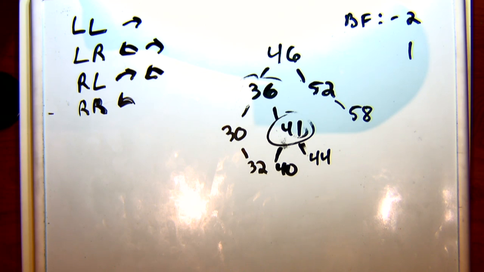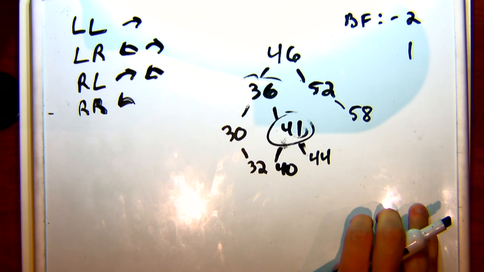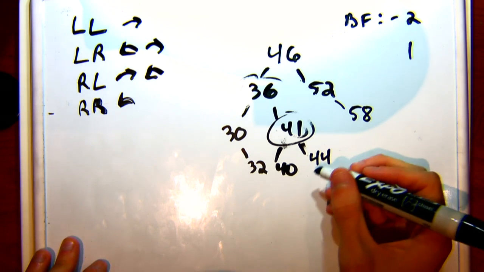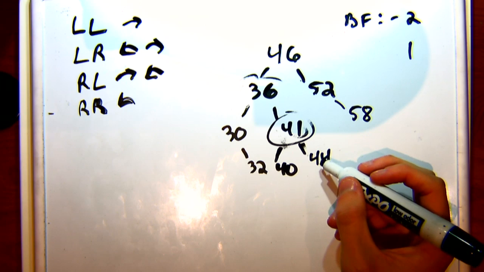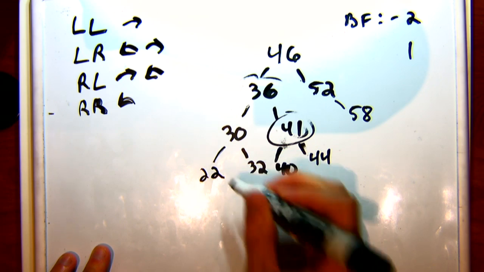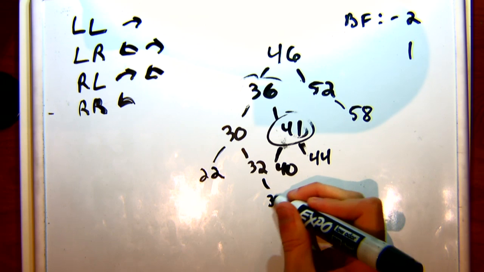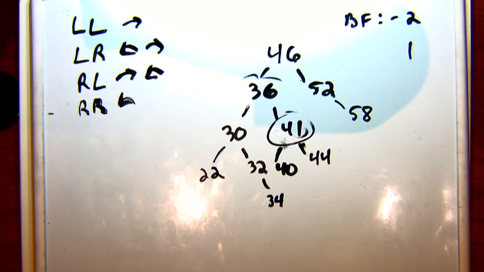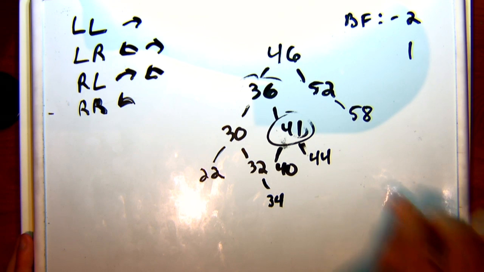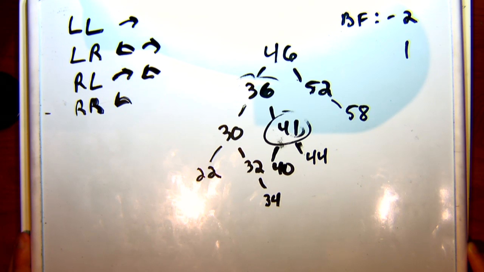All right, so the next insertion is going to be 30. It's going to be 41. Oh, we already did 41. It's going to be 22. So 22 is going to go here. Then 34. It's going to go here. Now, there's an imbalance. Does anybody know where it is? What node the imbalance is at?